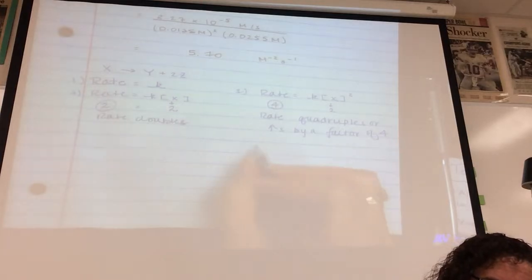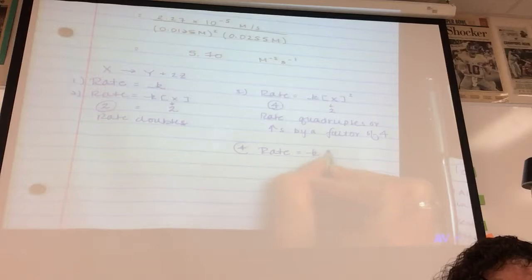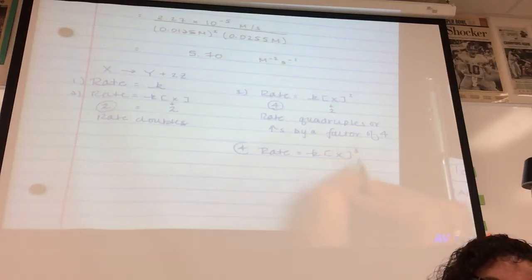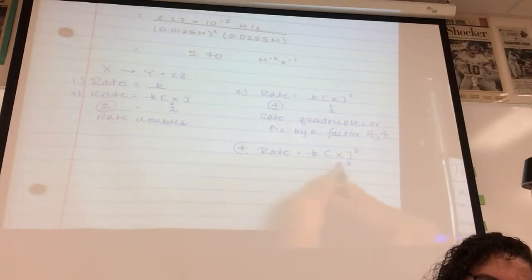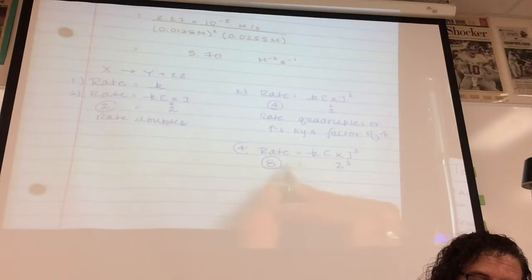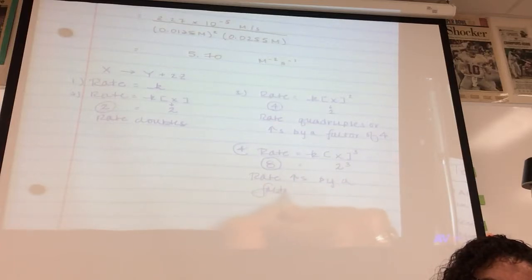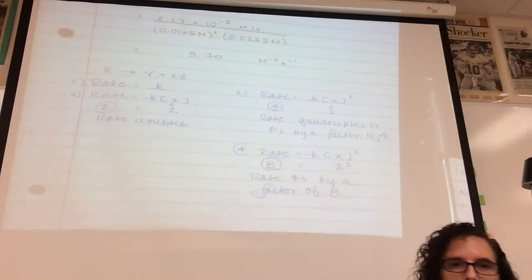And in the last situation, let's say that it's third order with respect to x. If x is 2, so you double the concentration, 2 to the third is, oops, it's of course 8. That's all right, we'll work on it. So the rate increases by a factor of 8.